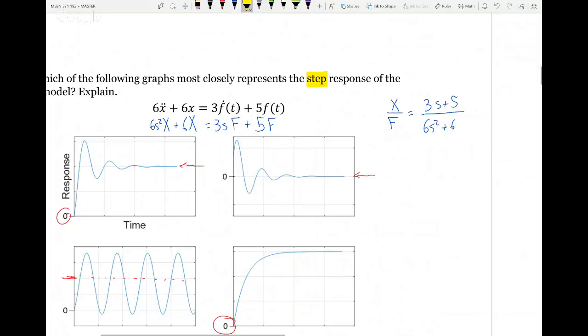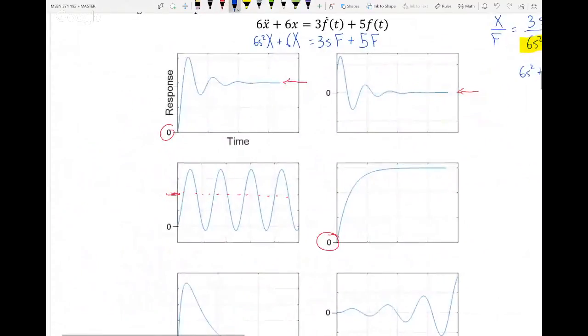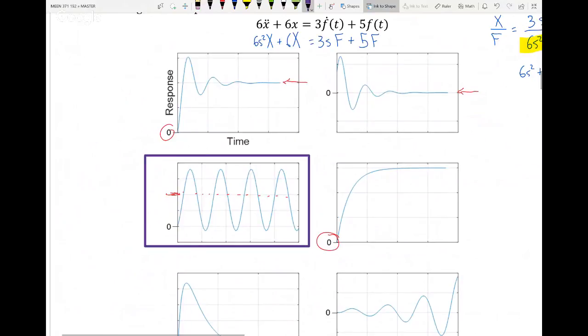Then our characteristic equation is going to be the denominator here, and we can see very simply this is going to be 6s squared plus 0s plus 6. That's our characteristic equation, and instantly we can look and see, aha, there's no damping term. So by saying there's no damping term, we know that our answer is going to be this one right here. There's no damping and it's a step, so that's going to be the one.